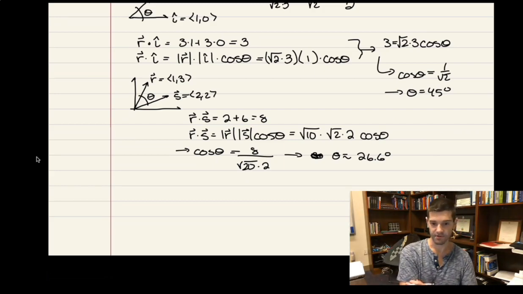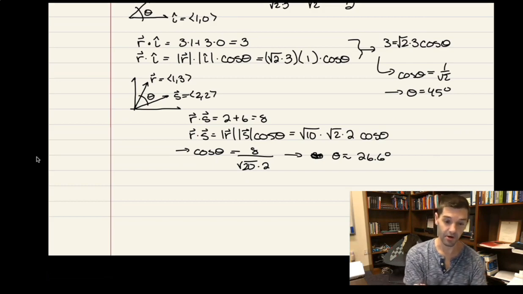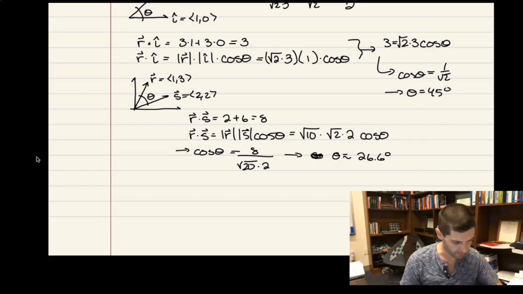Which is nice. It's a very straightforward way for me to find the angles between two arbitrary vectors. They don't even have to be in the first quadrant. One could be pointing down here, for example, and I could find the angle just by using the dot product.